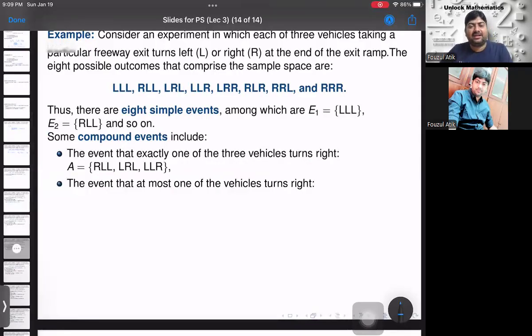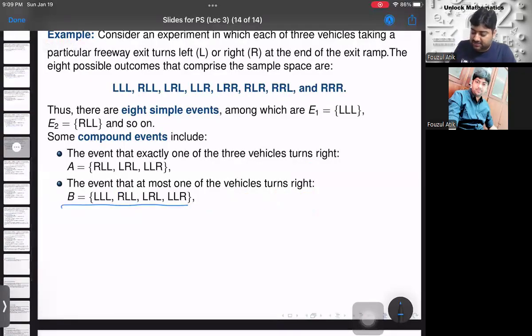The event that at most one of the vehicles turns right. Now in this case, it says at most one, so it can be 0 or 1, because you are saying at most one of them turns right. So in this case, what should be the event? At most one means it can be 0 also, 0 vehicles turning right. That means it will start with LLL, this event. And then 1 goes in the right direction. So it is RLL, LRL, and LLR. This event is also a compound event because it has more than one outcome.